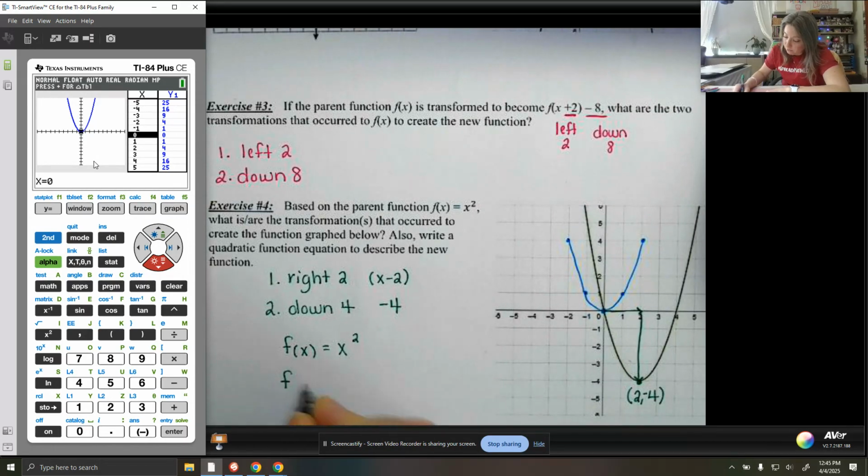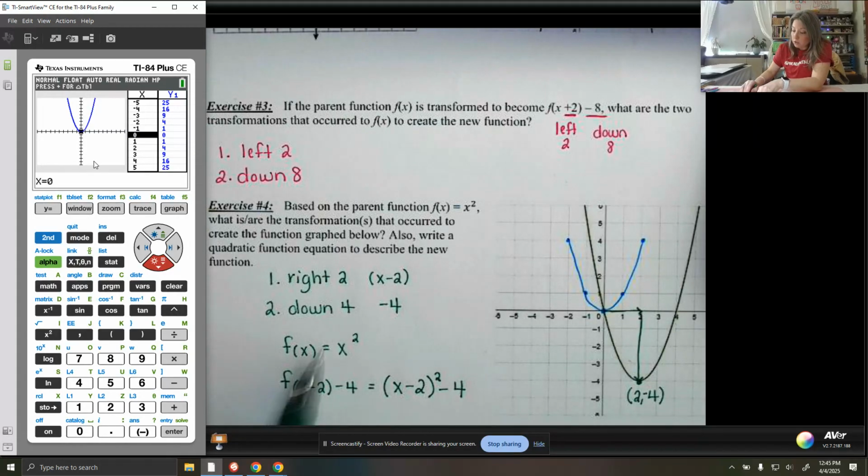And we'll do those both in the function notation changes and in the actual equation notation changes. So this is going to be f of x minus 2 minus 4. Those are my changes. So in the actual equation change, it's going to be x minus 2 in parentheses squared minus 4 on the outside. And now that seems like a lot.